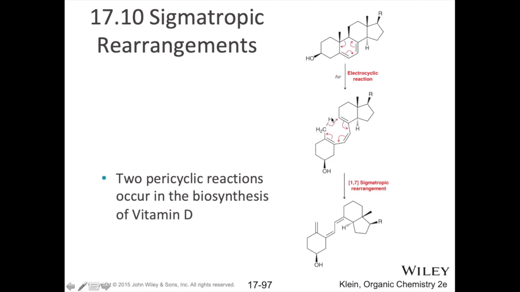If you look at the transition state, this is the bond that we're forming, and this is the bond we're breaking. That hydrogen is the only atom on the top of that transition state, and on the bottom of it, we go 1, 2, 3, 4, 5, 6, 7 atoms to the bottom of that bond being formed. So it's a 1,7 sigmatropic rearrangement there.